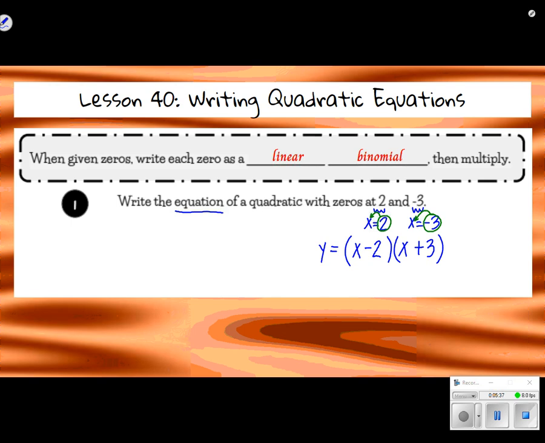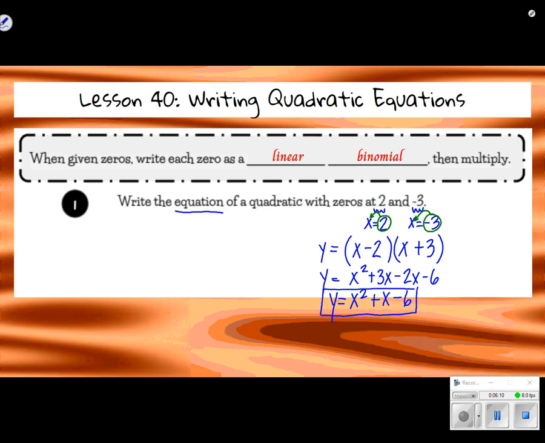Now, I want you to give these to me in standard form. So that means that here's factored form. I want you to multiply them together. So another multiplying practice thing. So x times x is x squared. X times 3 is 3x. Negative 2 times x is negative 2x. Negative 2 times 3 is negative 6. And so my final equation is y equals x squared plus x minus 6.